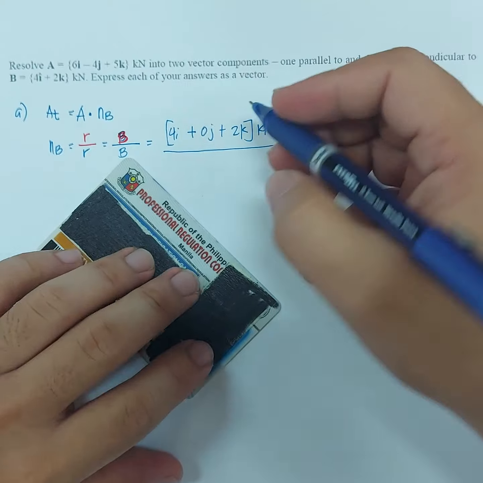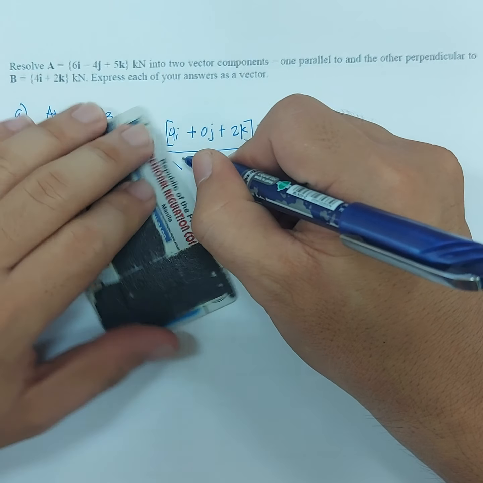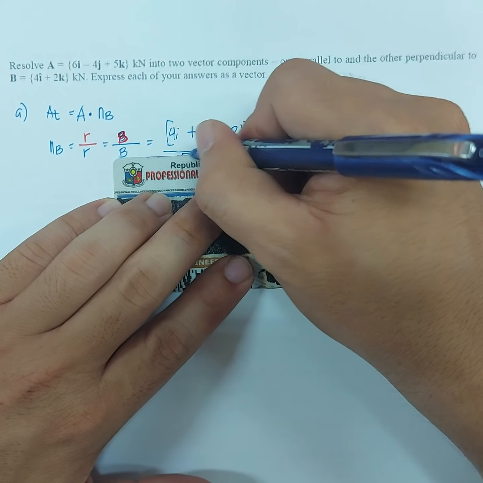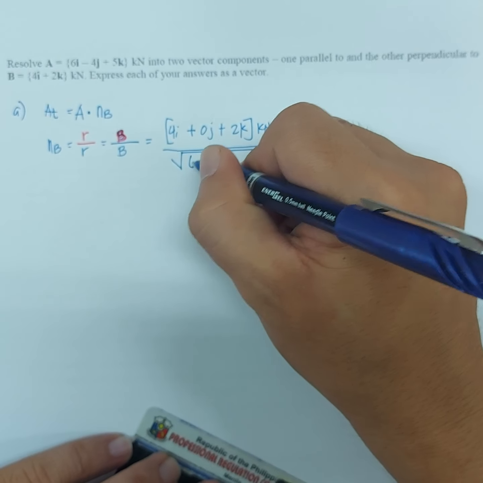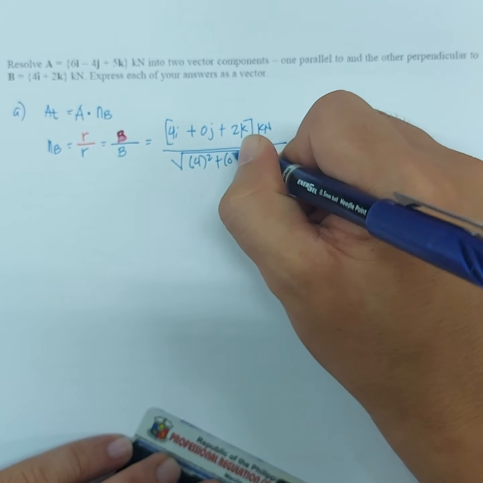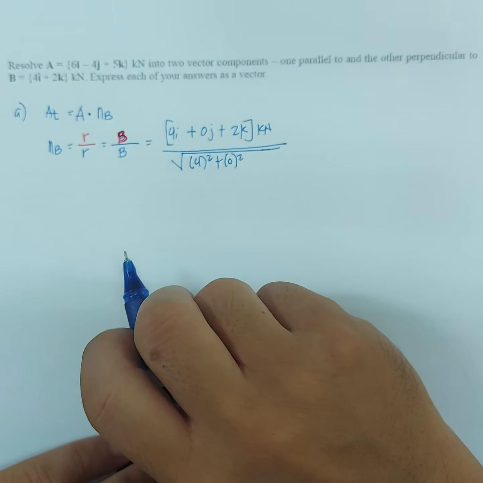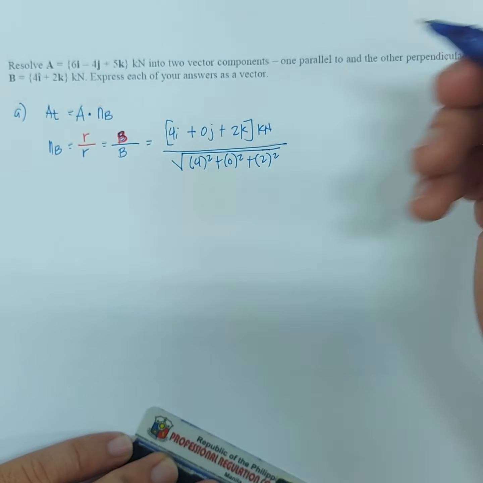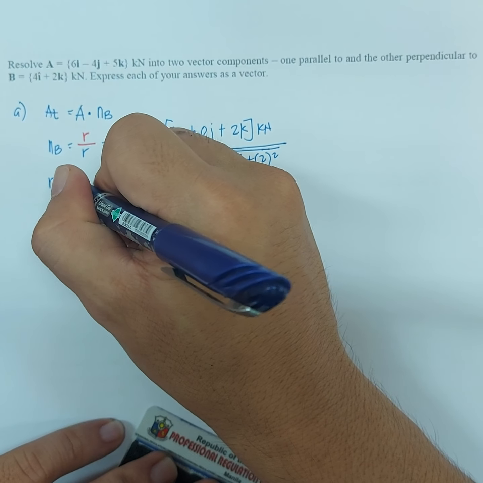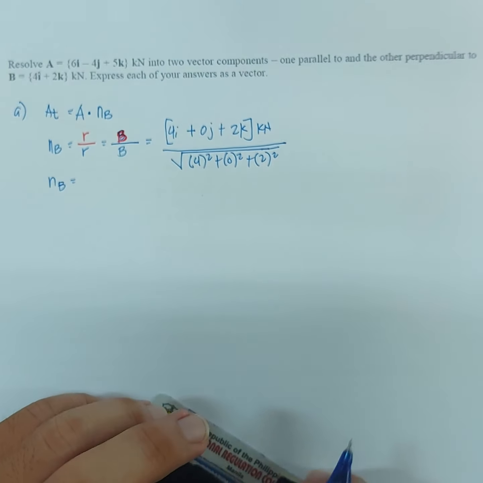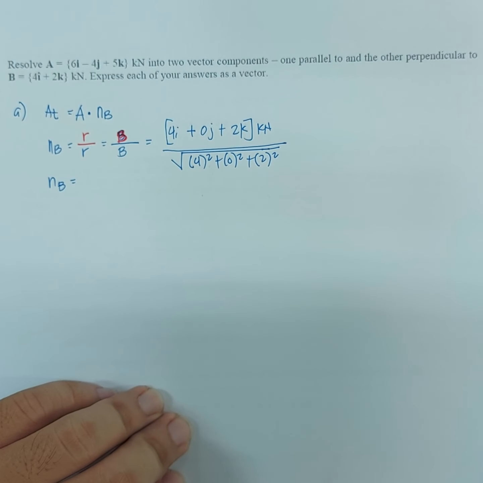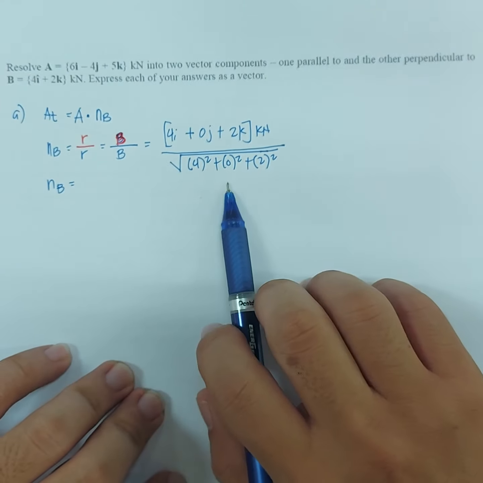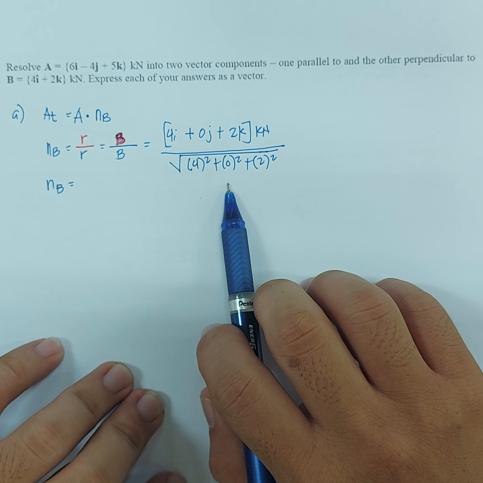So yung resultant natin is simply distance formula, Pythagorean theorem. We have 4 squared plus 0 squared, the square root of the quantity 4 squared plus 0 squared plus 2 squared. So our unit vector along the line of action of B is equal to, so simplify na lang natin ito.